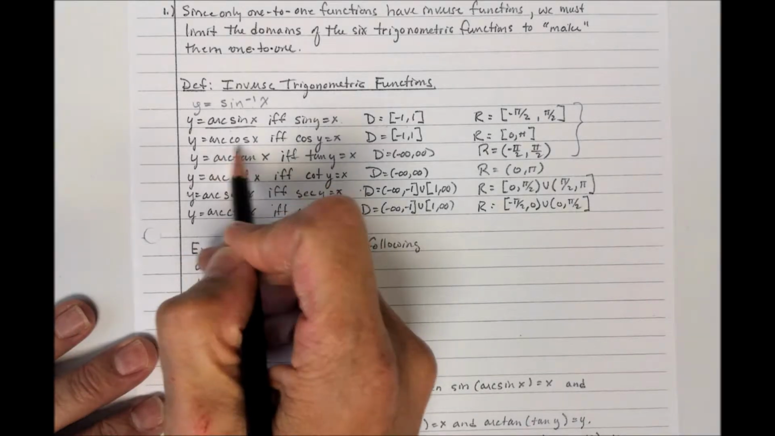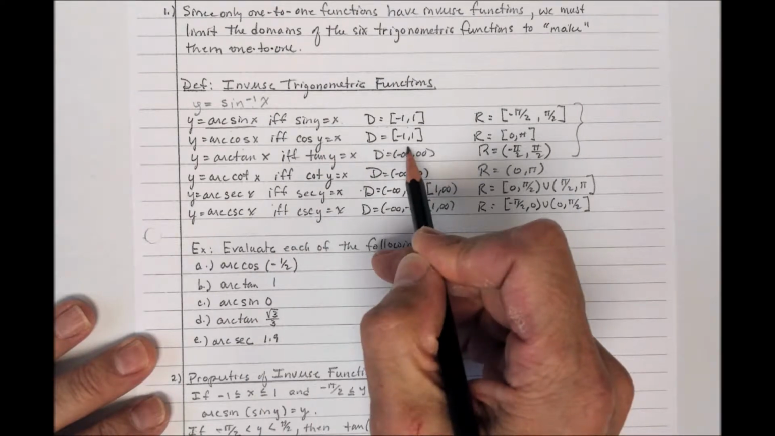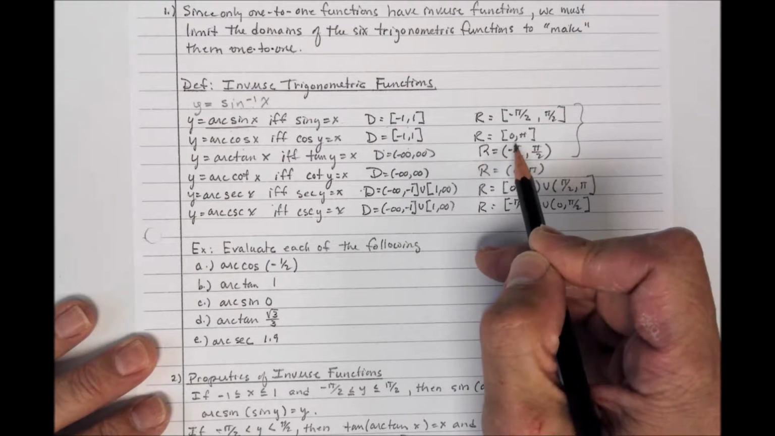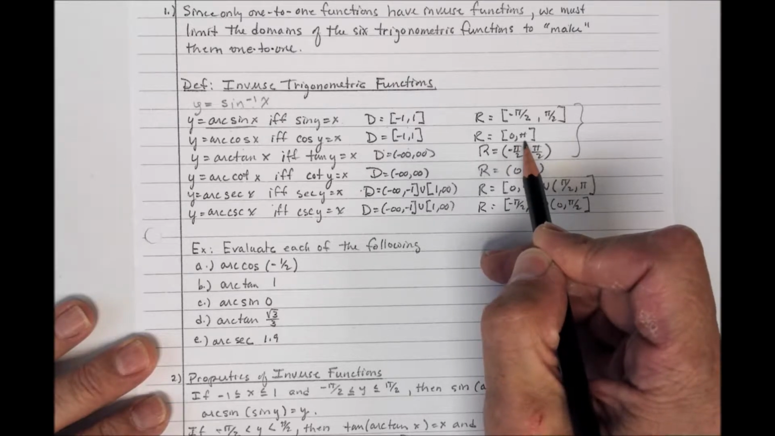Y equals the arc cosine of x if and only if the cosine of y is equal to x. You can see the domain, same as the domain for arc sine, between -1 and 1 inclusive. But in this case, we're looking at first and second quadrant angles because cosine is negative in the second quadrant. So we want between 0 and pi inclusive.